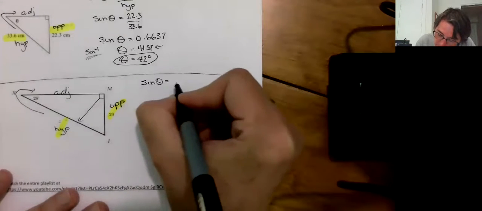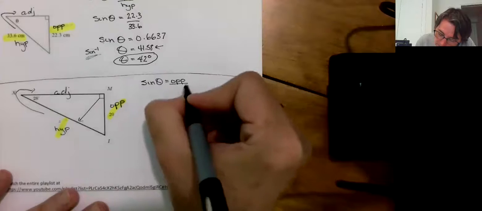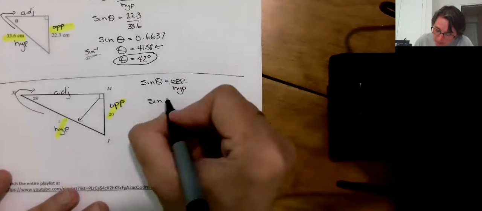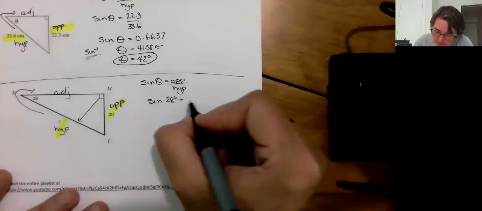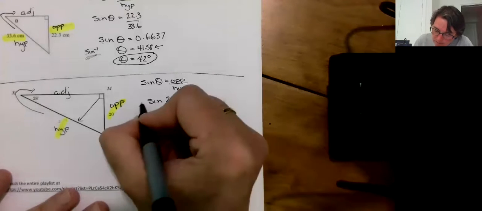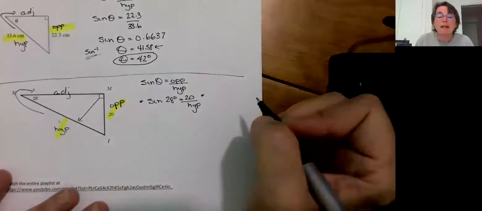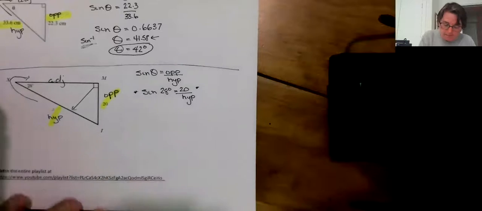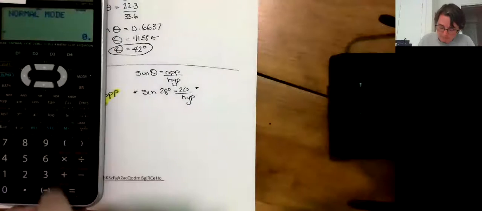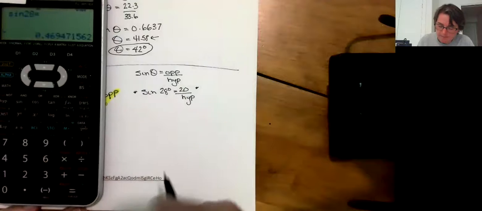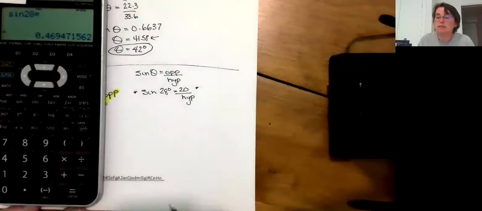Sine theta is opposite over hypotenuse. Now let's plug it in. Sine 28 degrees is opposite 20 over hypotenuse. There is my first checkpoint. I have two numbers and an unknown, so that's good. Sine 28. It says sine 28, so that's what I punched in. I like it when it's straightforward.